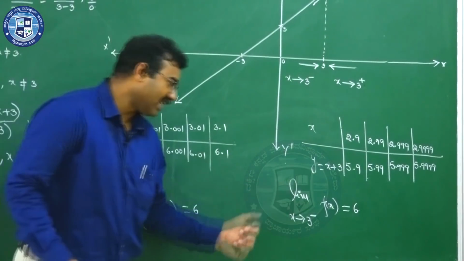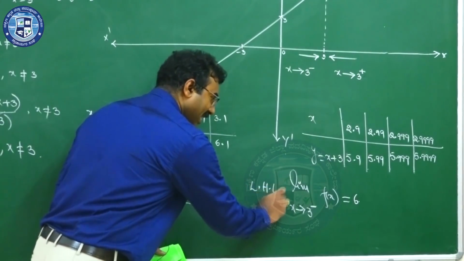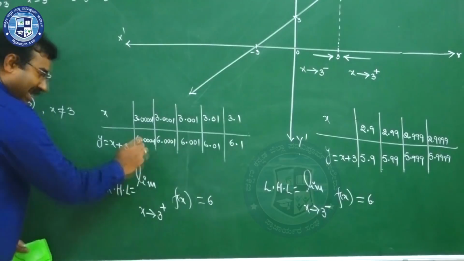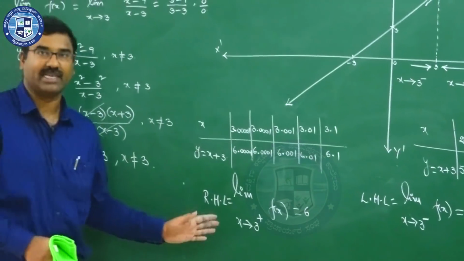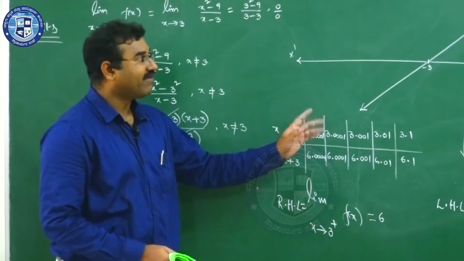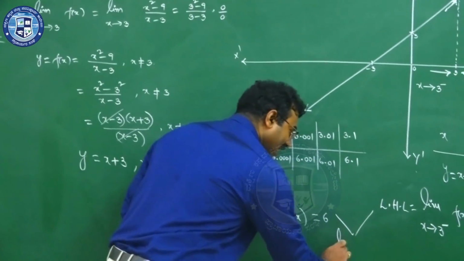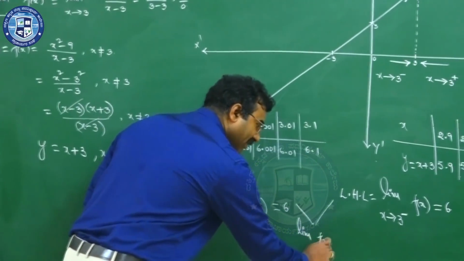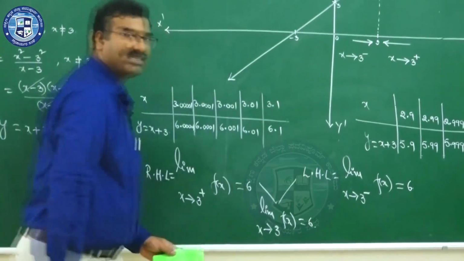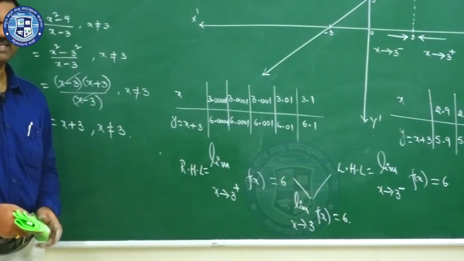and this limit we call the left hand limit, LHL, and this is the right hand limit. When this LHL and RHL both exist and are equal, then we say that the limit of the function exists. So finally, from these two conclusions, we can write the limit of the function f(x) when x is coming close to 3 is 6. This is called the limiting value.